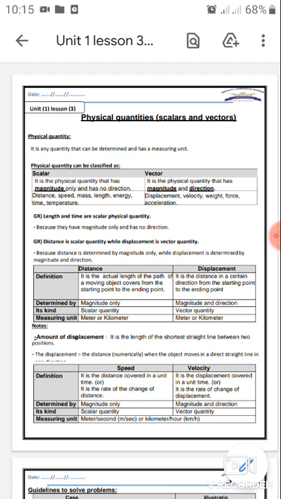At the beginning, what's meant by physical quantity? It is any quantity that can be determined and has a measuring unit. Physical quantity can be classified in two, scalars and vectors physical quantity.